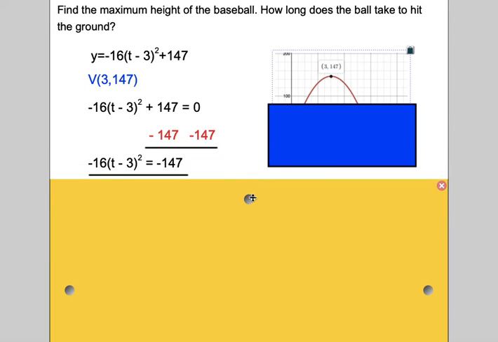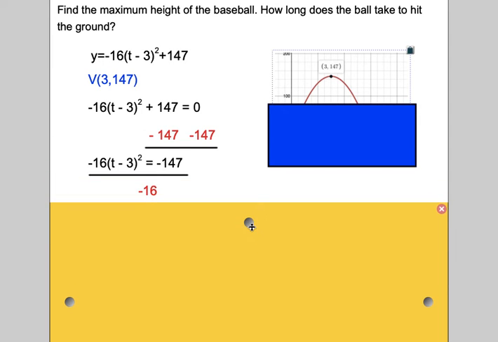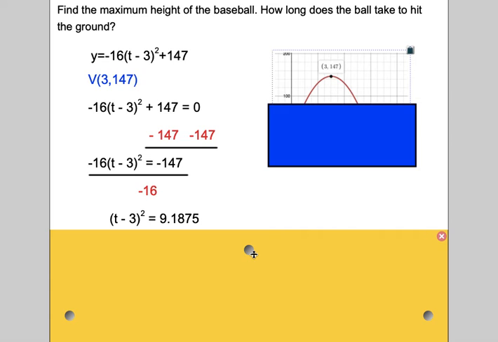I get negative 16 times the quantity t minus 3 squared equals negative 147. I divide both sides by negative 16. I get t minus 3 squared equals 9.1875. Now, you can leave it as a fraction, but I'm not worried about it here. This is the one time I'm not worried about it, because they want to know the whole distance, and you're not going to say, well, it's the square root of 147 over 16. You're going to give them an answer to this. So the exact answer so far is 9.1875.